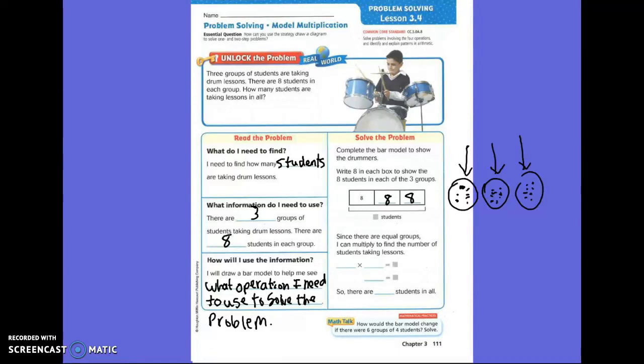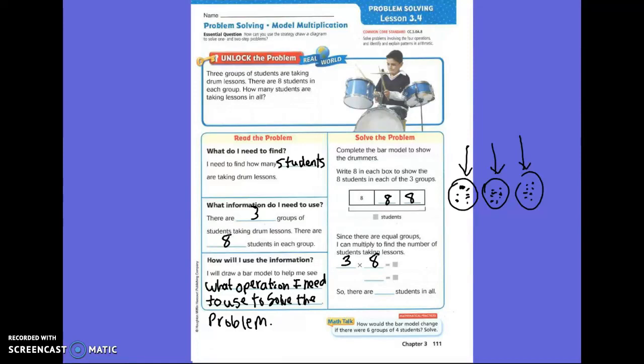So what's my first multiplication factor? The first factor has to be the amount of groups. You have to remember that. The first factor is the amount of groups. What is the amount of groups, guys? Three. And then how many are in each group? Eight. What is 3 times 8?